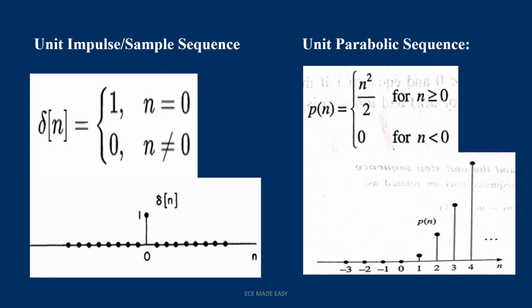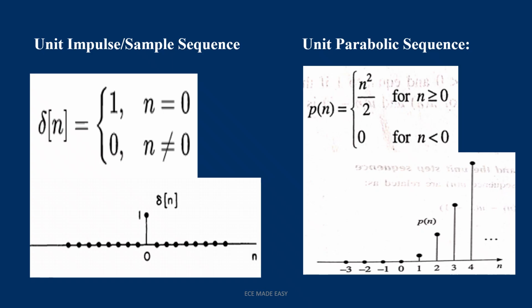Coming to the next signal, we call it the impulse signal or sample signal. It is denoted by delta of n and defined by delta of n equal to 1 for n equal to 0 and 0 otherwise. So at n equal to 0, the sample value is 1. We call it a unit impulse sequence.